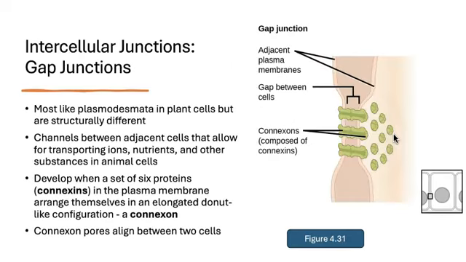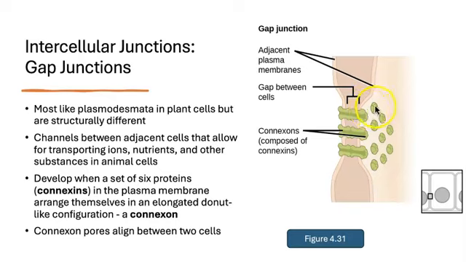The last type we're going to talk about are gap junctions, and these are the ones that are the most like the plasmodesmata in our plant cells, but they are structurally different. And these junctions enable our cells, though, to communicate with one another, just like we saw with the plant cells. So in looking at this illustration, we can see that there's almost like a little pore on the other side. So if this is one cell here, this is another cell here, we're able to move things like ions, nutrients, and other substances back and forth between these cells.